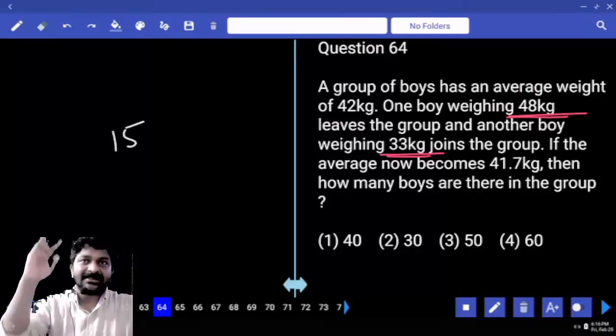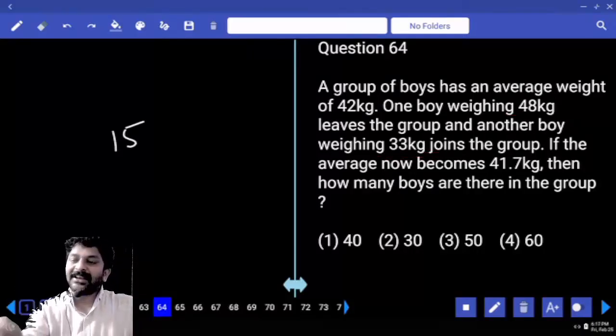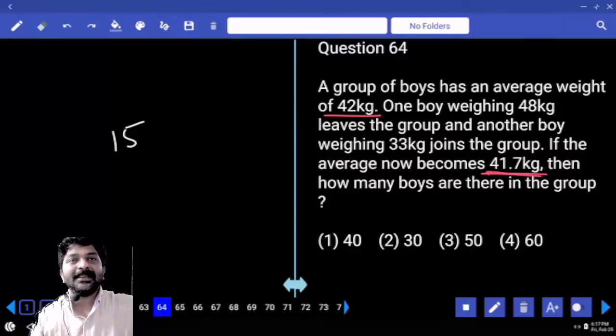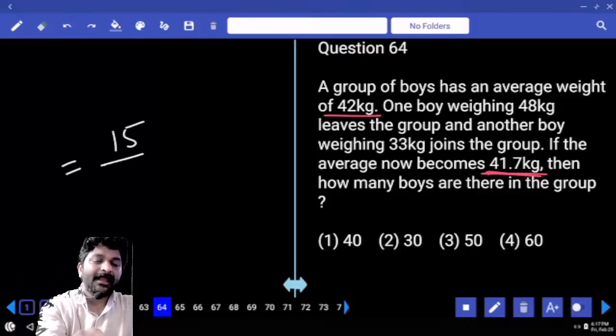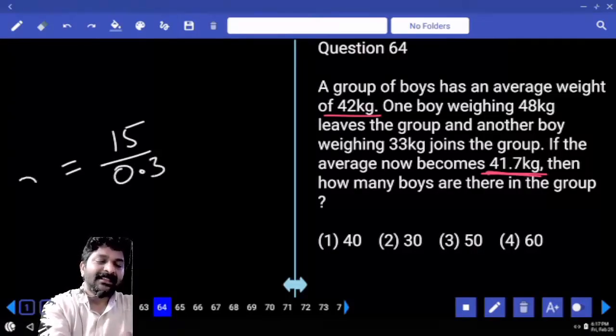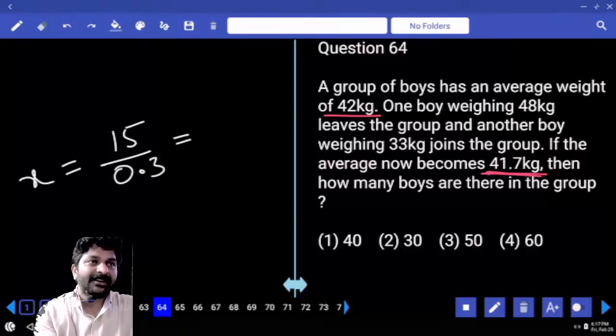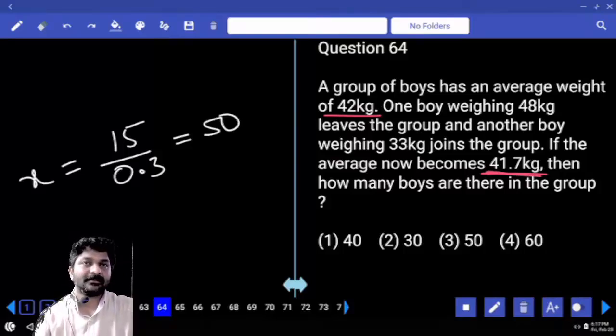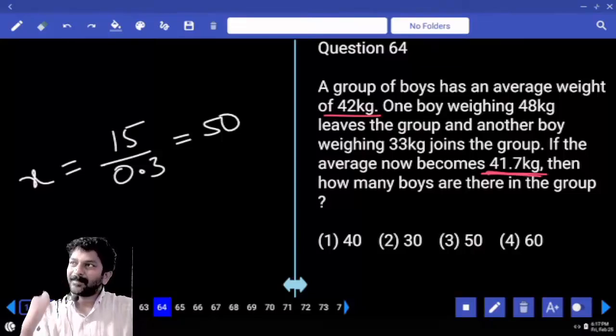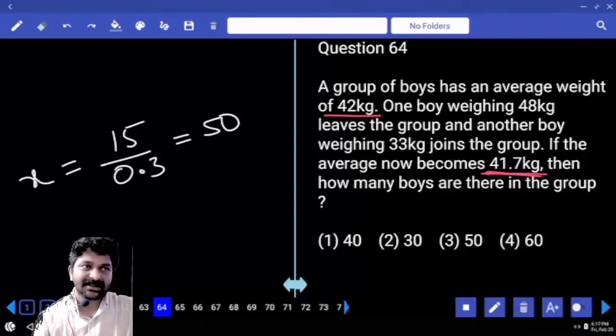And because of this, average will definitely decrease, right? Now initially it was 42, but later it becomes 41.7. Average decreased by 0.3 for all the members, right? So because of this 15, average decreased by 0.3. That means number of people is equal to 15 by 0.3 only. How much is that? 50. It is change in weight by change in average, that's all, simple one.